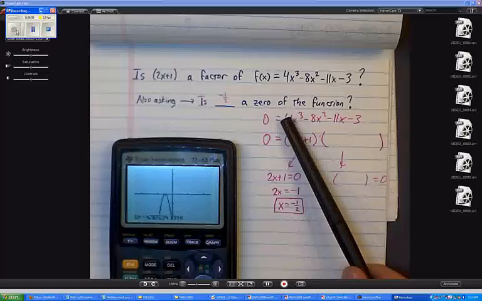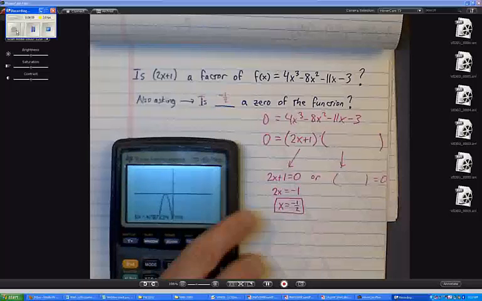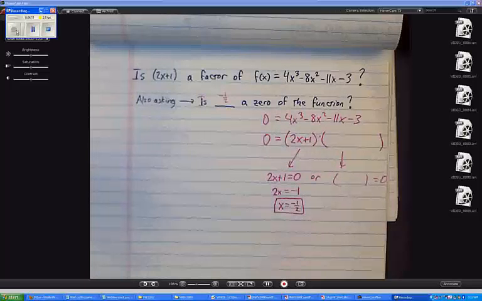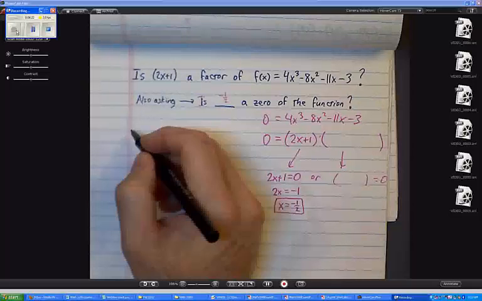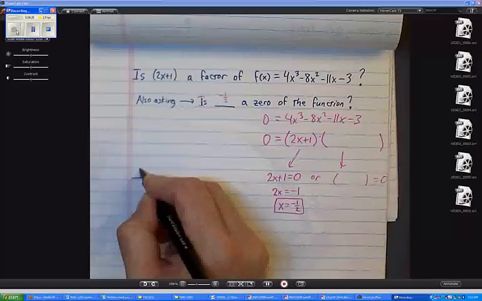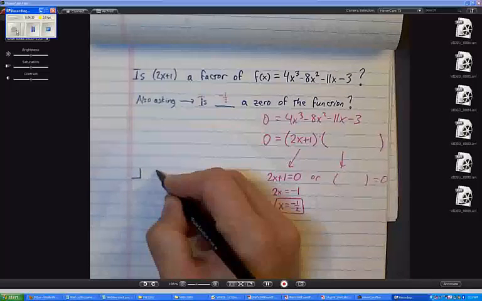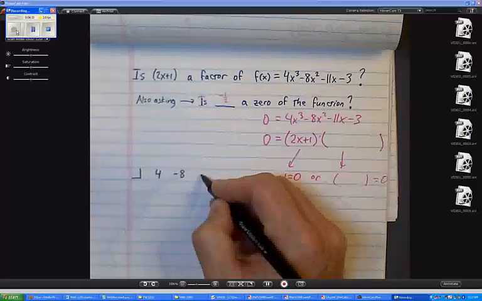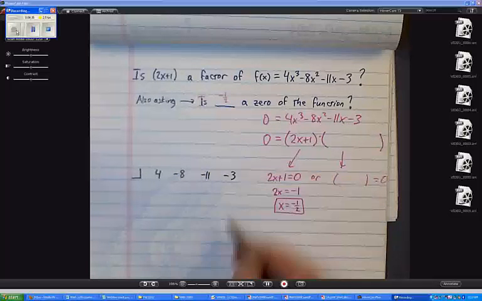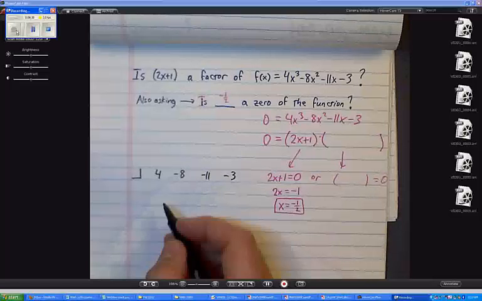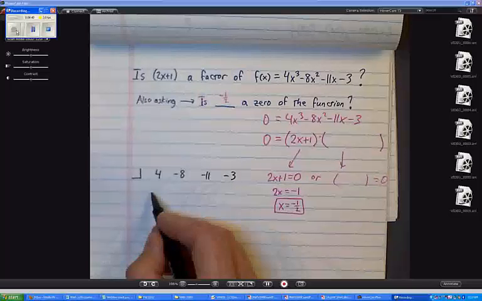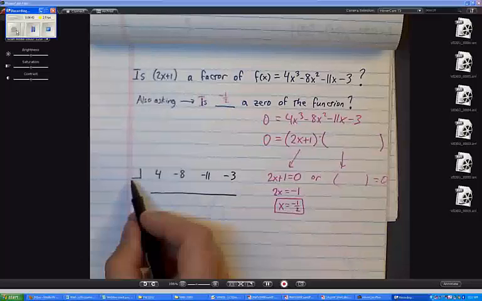All right, let's talk about how we can do it using the mathematics we've learned. We want to use the remainder theorem. We want to see if the remainder is 0. But I want to say something about the factor theorem, okay? For the factor theorem, what we're going to do is put something here, right? And then we're going to put 4, negative 8, negative 11, and negative 3. We're going to put those numbers there. The whole issue is, what do I put here in the box up here?